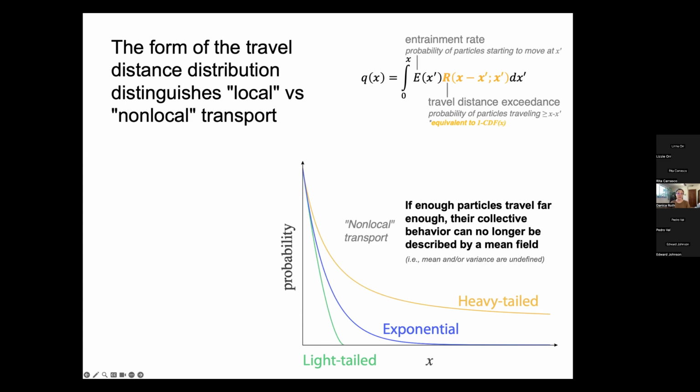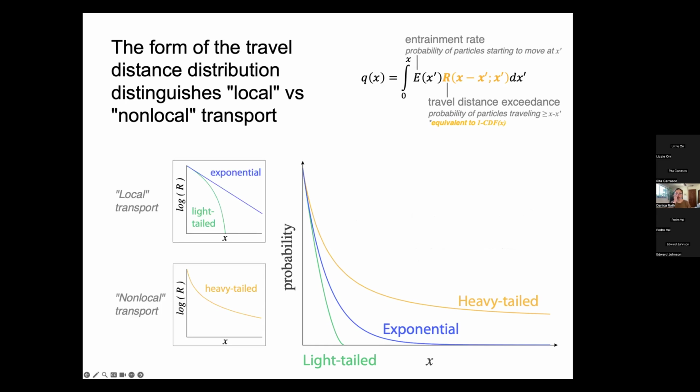So the travel distance exceedance that we use here, and that I'll be showing you a bunch of data for today, is really just another form of a travel distance probability distribution. It's actually 1 minus the cumulative distribution, or the complementary cumulative distribution. And one very practical aspect of the exceedance form is that it makes it really easy to distinguish the distribution form.